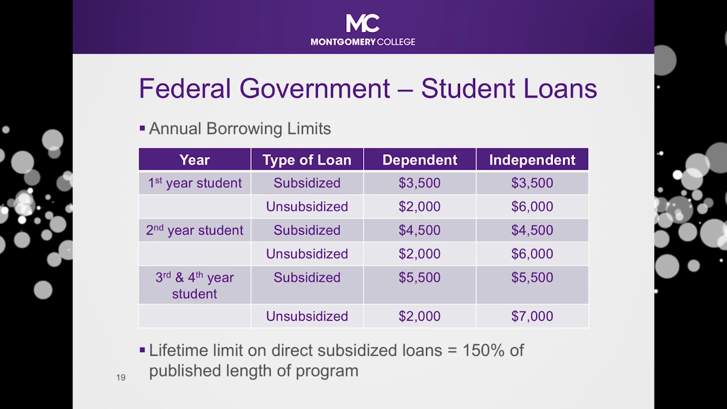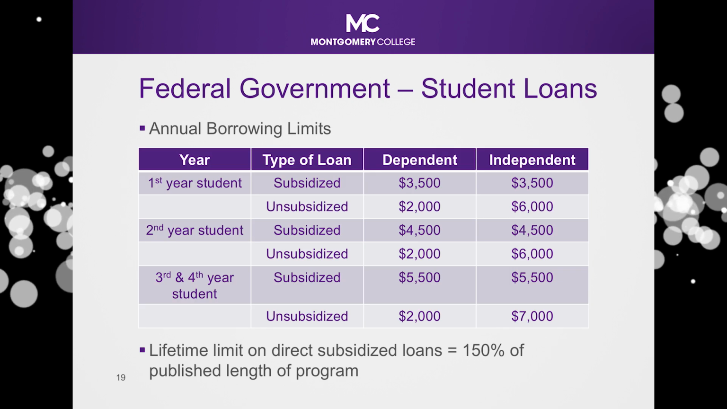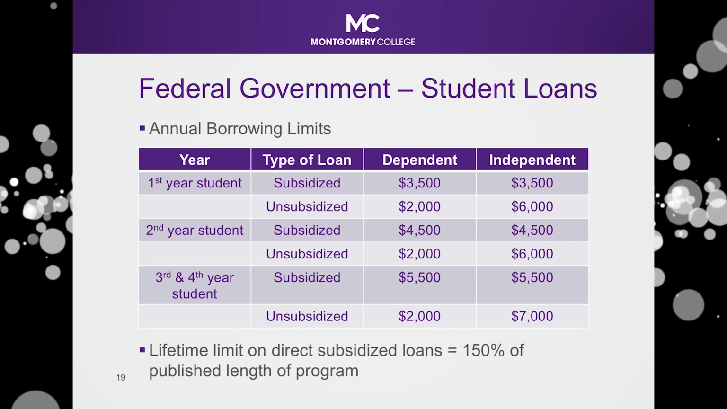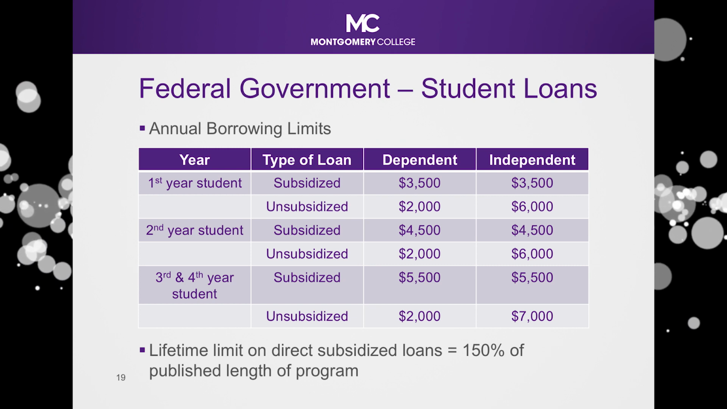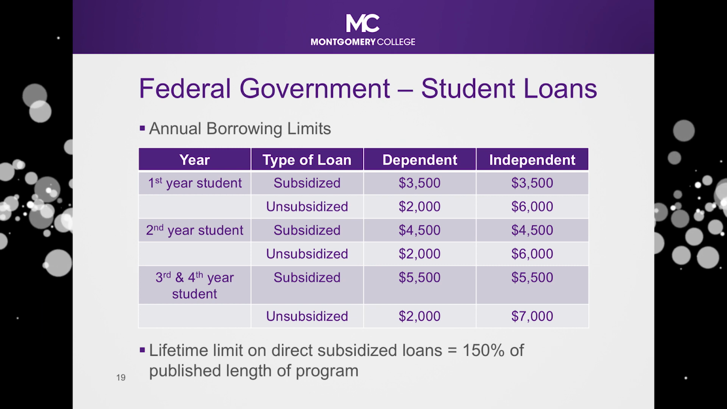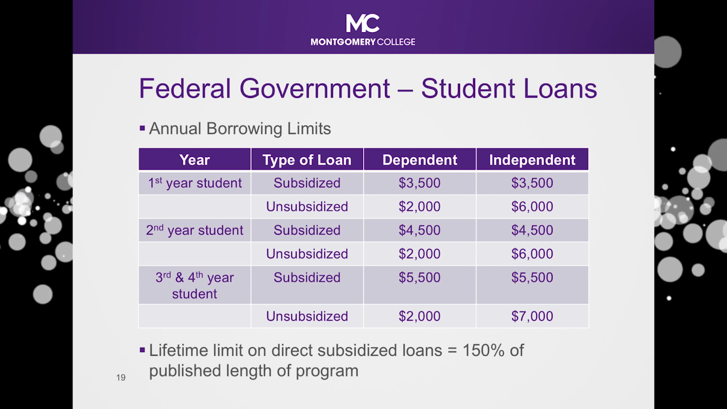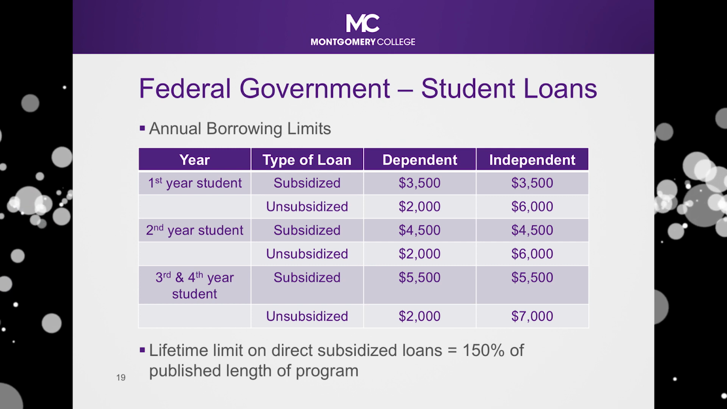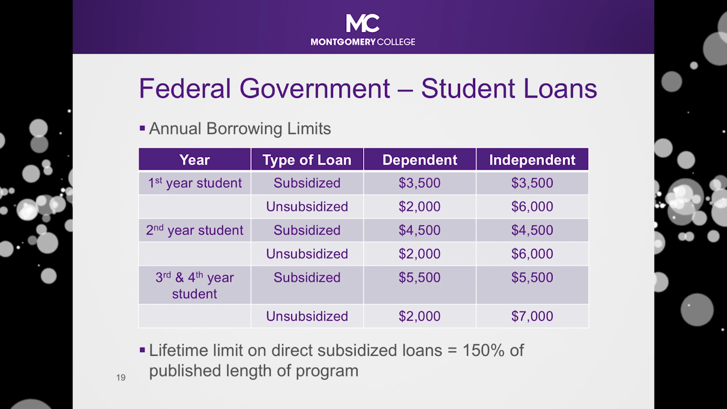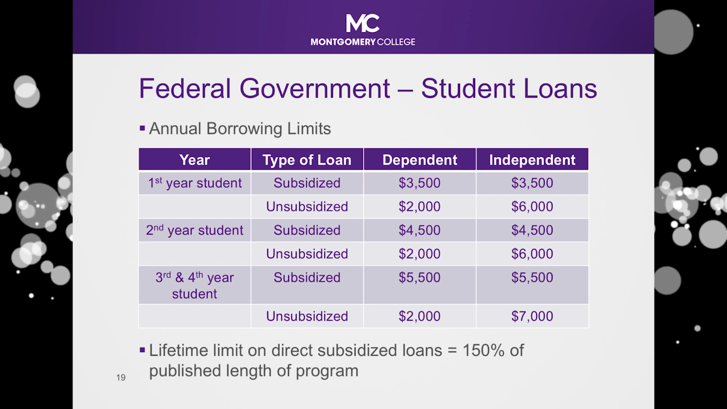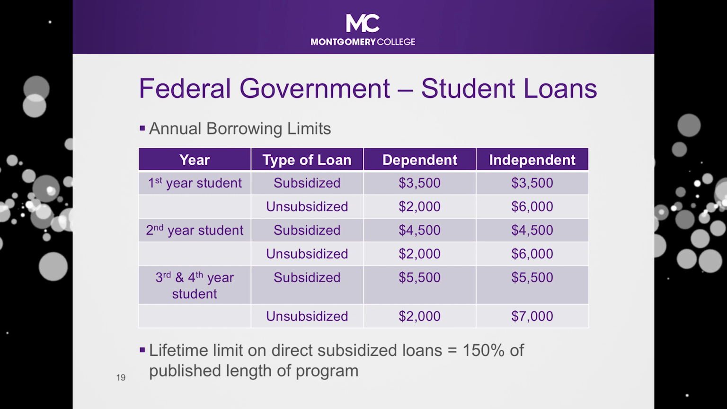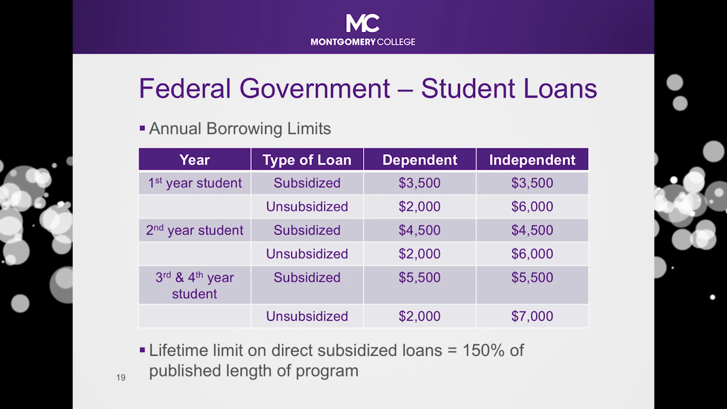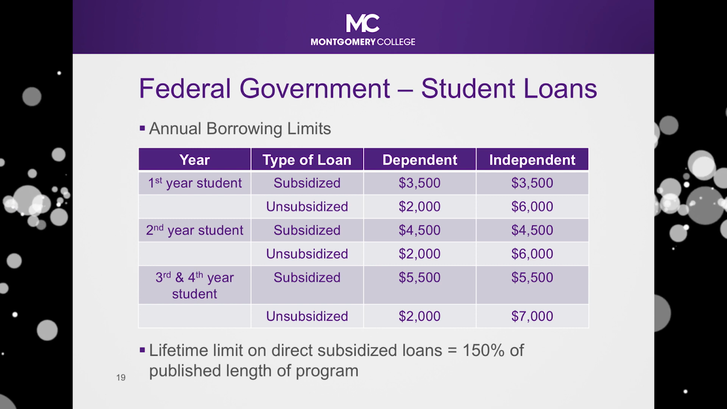This is a chart that lets you know, based on your year in school, how much you can receive from a student loan. As you can see, as you gain experience and go from being a first-year student to a second-year student to a third or fourth-year student, the amount you can borrow does go up. There is a lifetime limit on loans also. Again, the 150%. One of the things, again, like I said before, though there's a lot of money out there to borrow, do not borrow more than you need, because this is something that does have to be repaid, and repaid with interest.